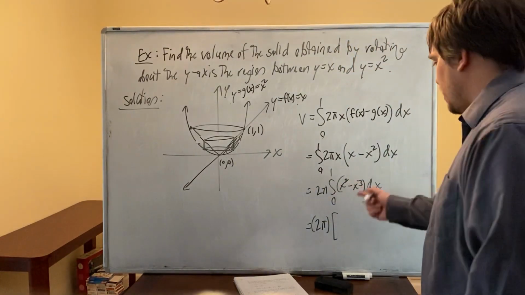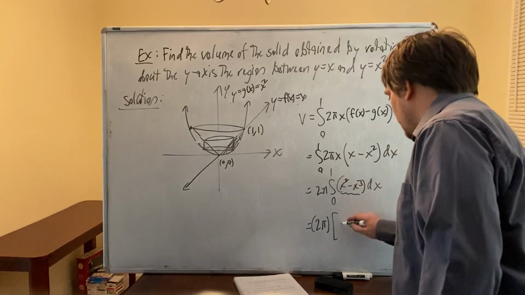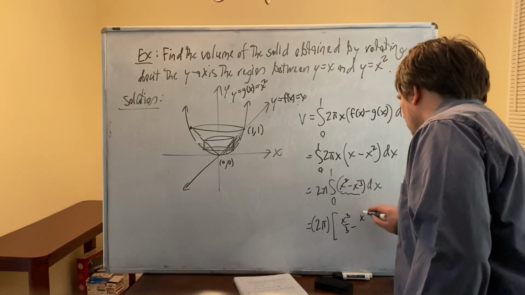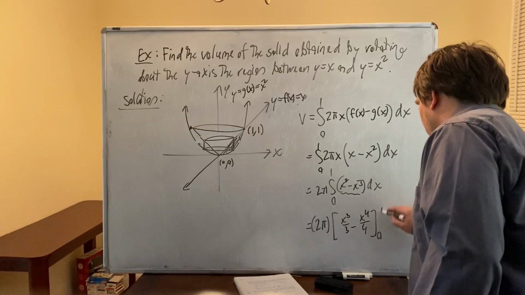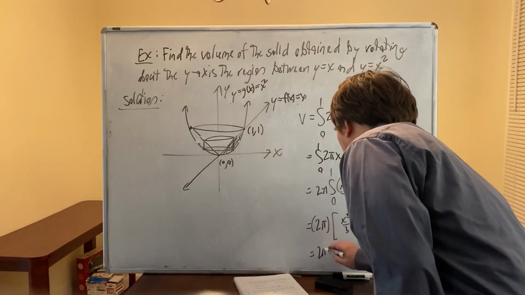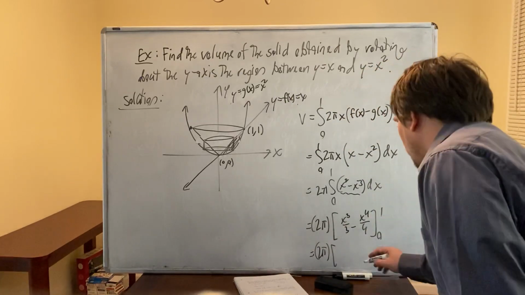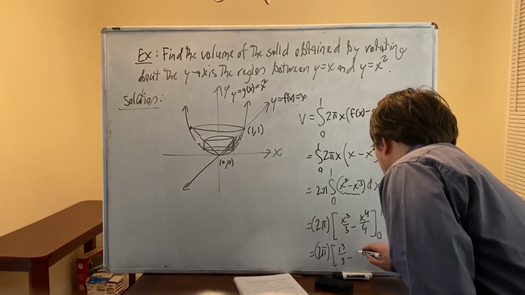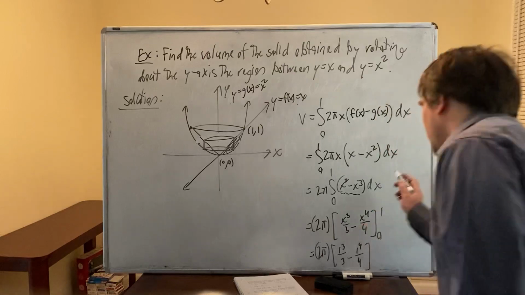Okay, so now 2 pi times the antiderivative of x squared minus x cubed is x cubed over 3 minus x to the 4th over 4, evaluated from 0 to 1. And so then that equals 2 pi times, plugging in 1, you get 1 cubed over 3 minus 1 to the 4th over 4, and minus 0 is just 0.